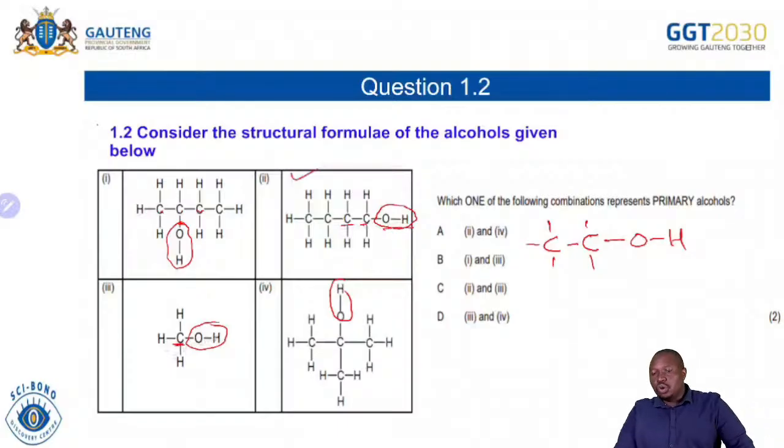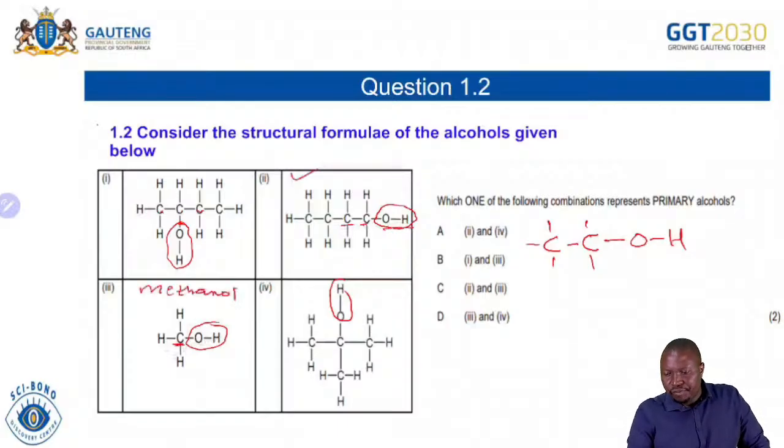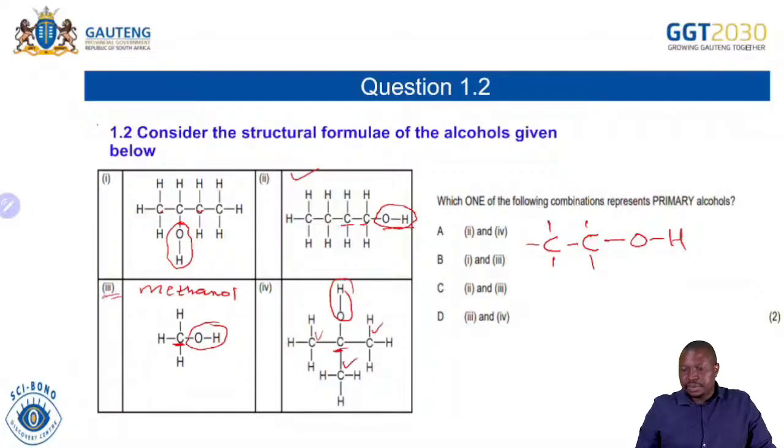But now let's go to Roman figure 4. Let's look at Roman figure 4. We're saying now the carbon that is bonded to the hydroxyl group is bonded to 3 other carbons. Now there are 3 around this carbon. So the carbon that is bonded to the hydroxyl group is bonded to 3 other carbons. So that will be tertiary. So we are saying this is a tertiary alcohol.